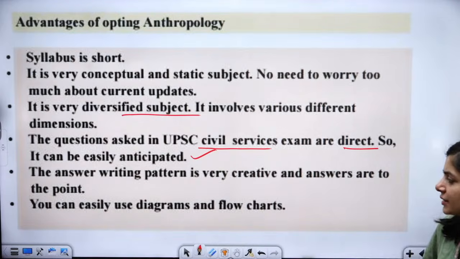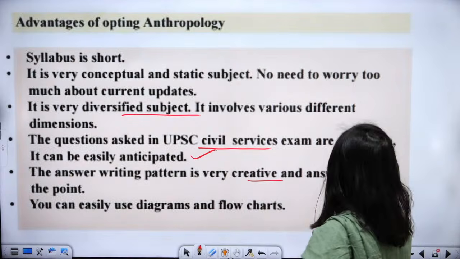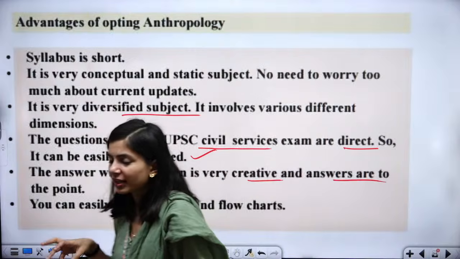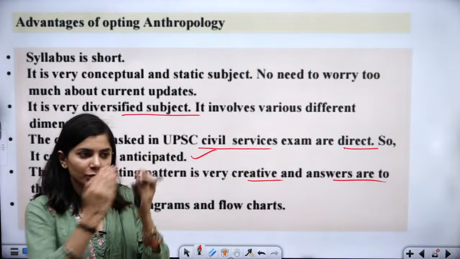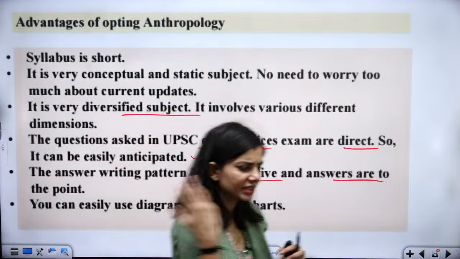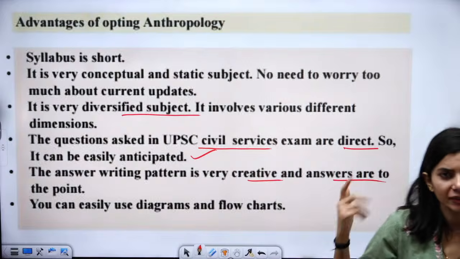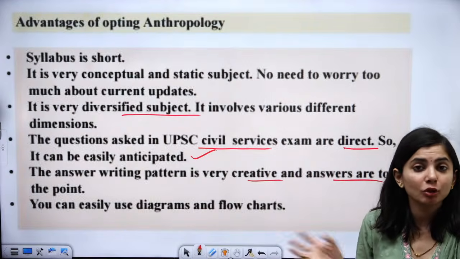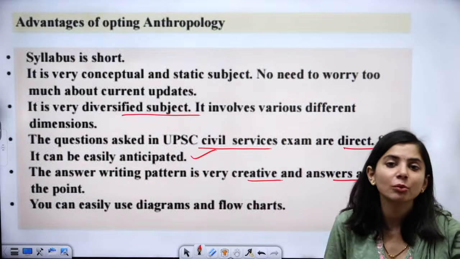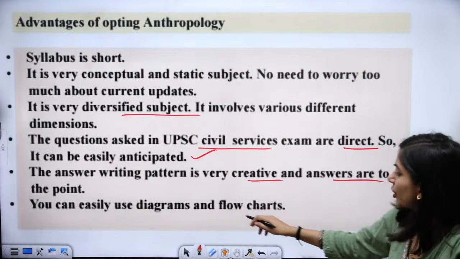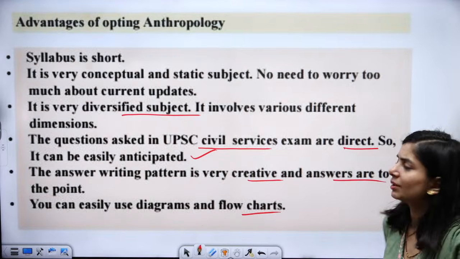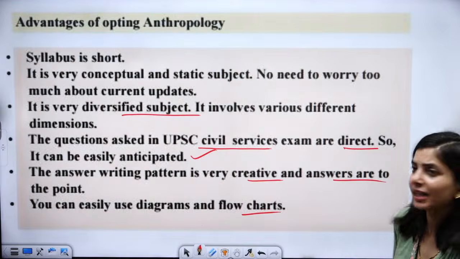Okay, fine. Next, the answer writing pattern is very creative, and answers are to the point. You need to write in bullet format. You need to write in proper tabular format. There is scope to add a diagram. See, with the passage of time, with the help of the classes, I'm going to provide you so many diagrams, and diagrams are something that would help you get more and more score. Fine. So you can easily integrate diagrams, and you can easily integrate flow charts. So these are the kind of advantages related to anthropology.